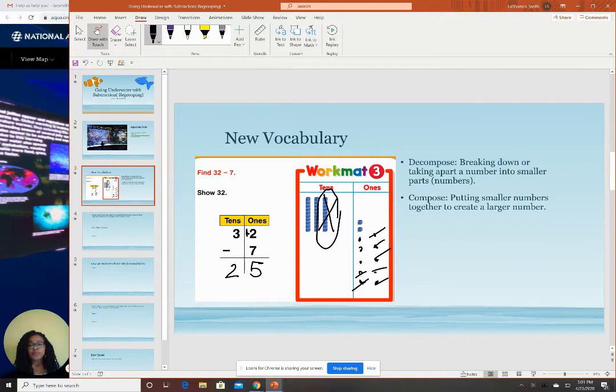So that's the word that we're really going to be focusing on during this lesson is decompose, but you also can use compose when you are putting smaller numbers together to create a larger number. So for example, if we took these ones and we created a 10, then we will be composing, okay? But we're going to focus mostly on decompose.